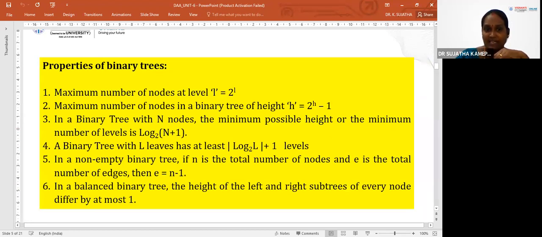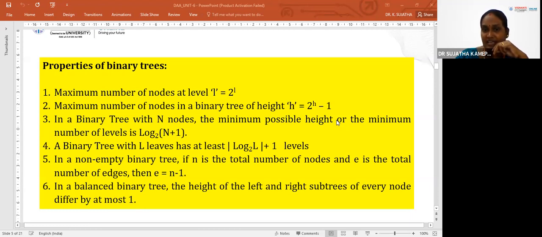Coming to the properties of binary trees. The maximum number of nodes at level L of a binary tree is 2 power L. Here, level is the number of nodes on the path from the root to the node, including the root node and the node you are considering. The level of the root node is 0. The maximum number of nodes in a binary tree of height h is 2 power h minus 1. Here, the height of a tree is the maximum number of nodes on the root to leaf path. The height of a tree with a single node is considered as 1.